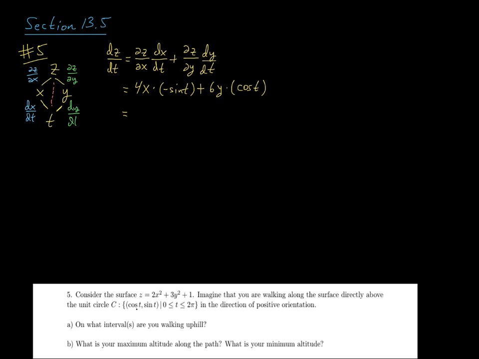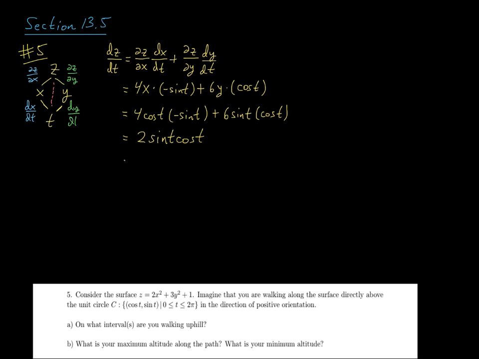So let's substitute in cosine for x. That's going to give me 4 cos t times minus sine t, and then I'm going to substitute in sine of t for y, so this would be 6 sine t times the cos t. And now notice I have a sine t, cosine t in each of these terms. So I have minus 4 of them here and 6 of them there, so that comes out to be 2 times the sine of t times the cosine of t.